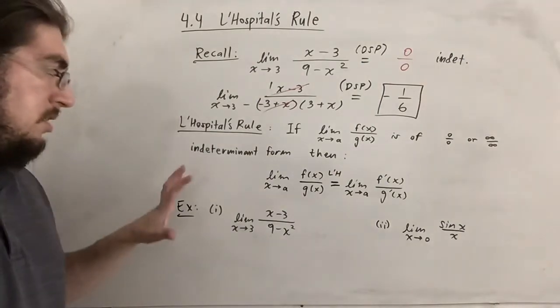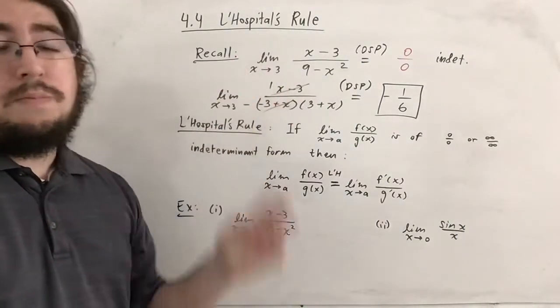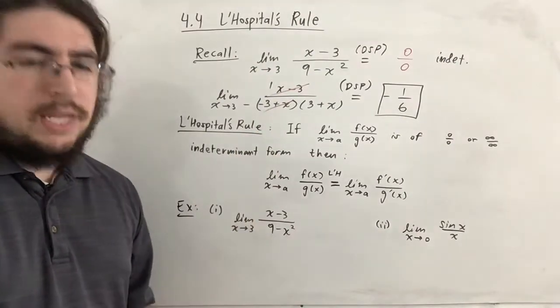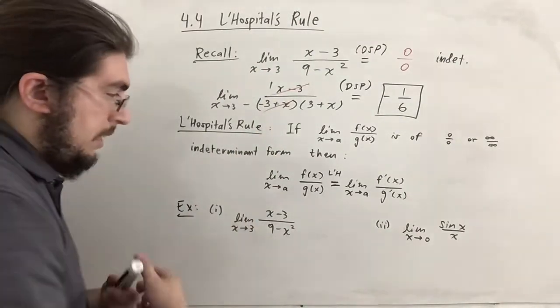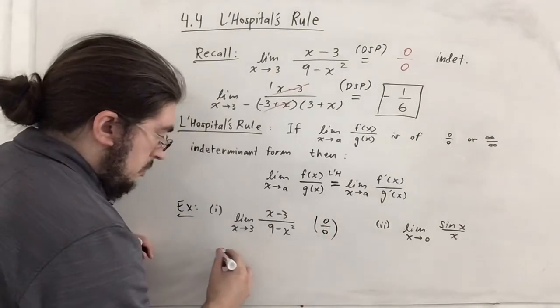Anyways, moving on. So here I have two examples. Notice this is just the same as the one we did above, where we had to go back, factor, try again. But now we know that when you plug it in, right away it's of 0 over 0 form, so we can apply L'Hopital's rule.